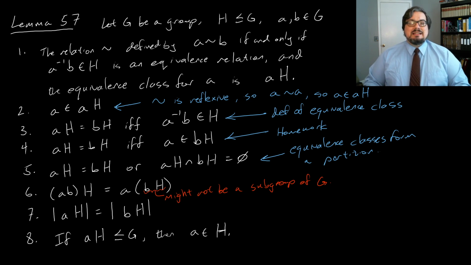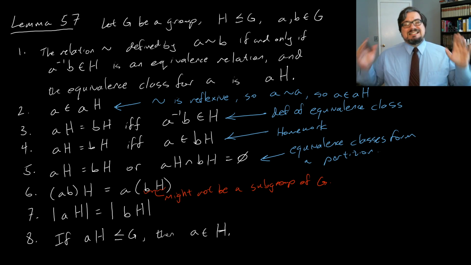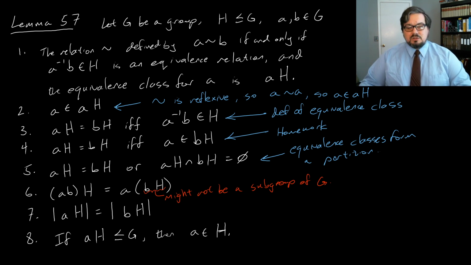Part 7 is more important than it initially appears. It says that all of the cosets of a given subgroup are the same size. And this is something that we observed in our 2 examples, and it's hopefully not surprising, but it's also quite powerful. It says that the cosets behave in a very predictable, very regular manner. So no matter what representative I take, if I take A times H, that's always going to have the same number of elements in it as B times H.